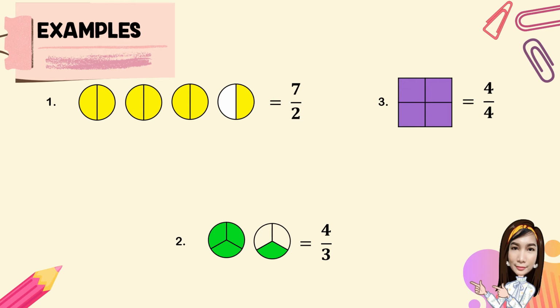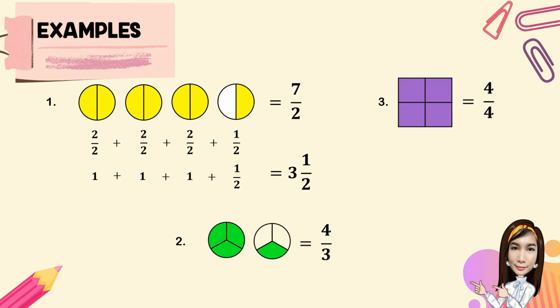In number 1, we have 4 circles divided into 2 equal parts. If we are going to get the equivalent fraction of each circle, that is equal to 2 over 2 plus 2 over 2 plus 2 over 2 plus 1 over 2. And 2 divided by 2 is equal to 1, plus 2 divided by 2 is equal to 1, plus 2 divided by 2 is equal to 1, plus 1/2. And if you're going to add, the result is 3 and 1/2.